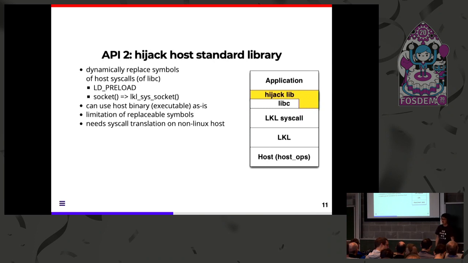Another interface that we provide right now is the so-called hijack library, which is basically based on dynamic translation at runtime by LD preload. So if you have a POSIX API application, and you don't want to rewrite or rebuild your application, your binary can be translated with this additional library. But it has a limitation that some of the standard library implementations make some of the symbols invisible from the application side, so you cannot rewrite such a symbol. In that case, your application may not work well.